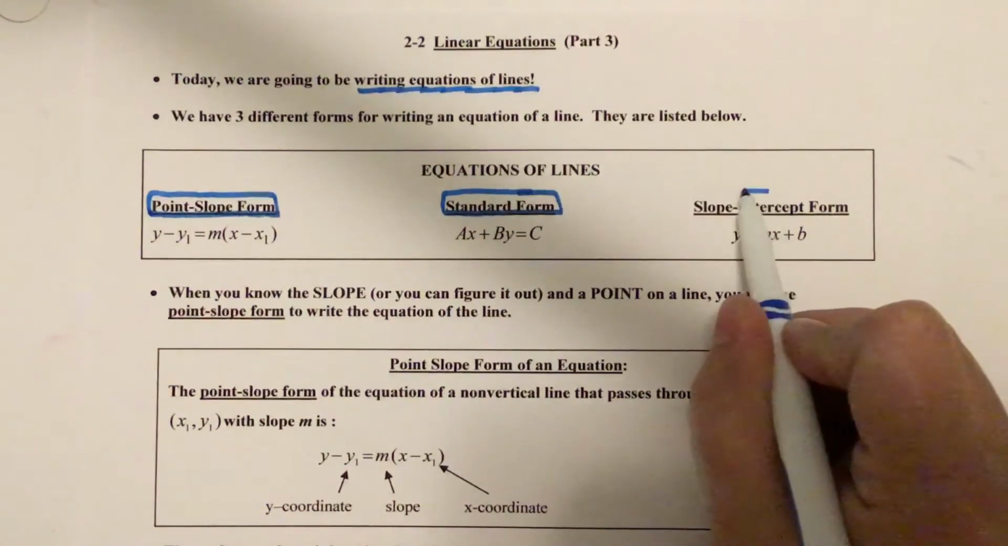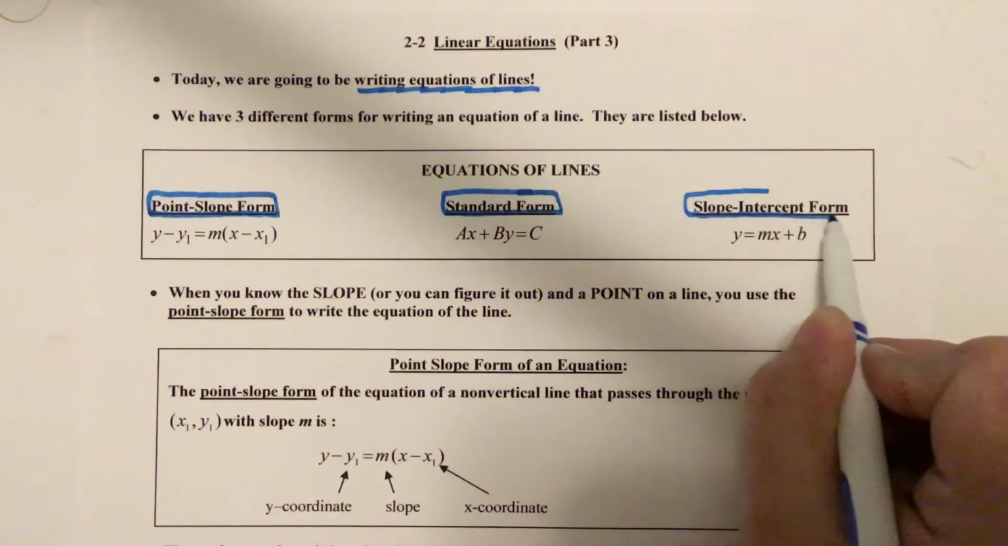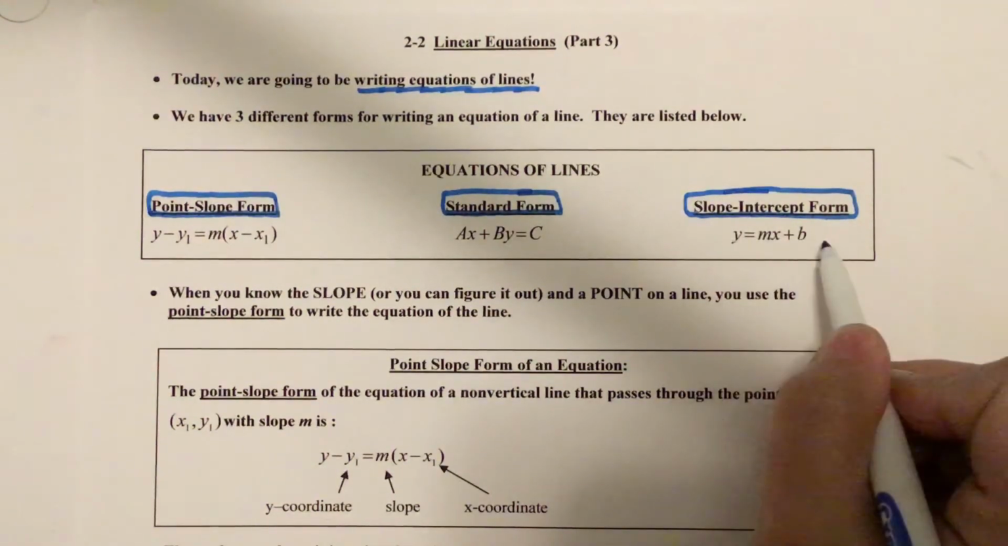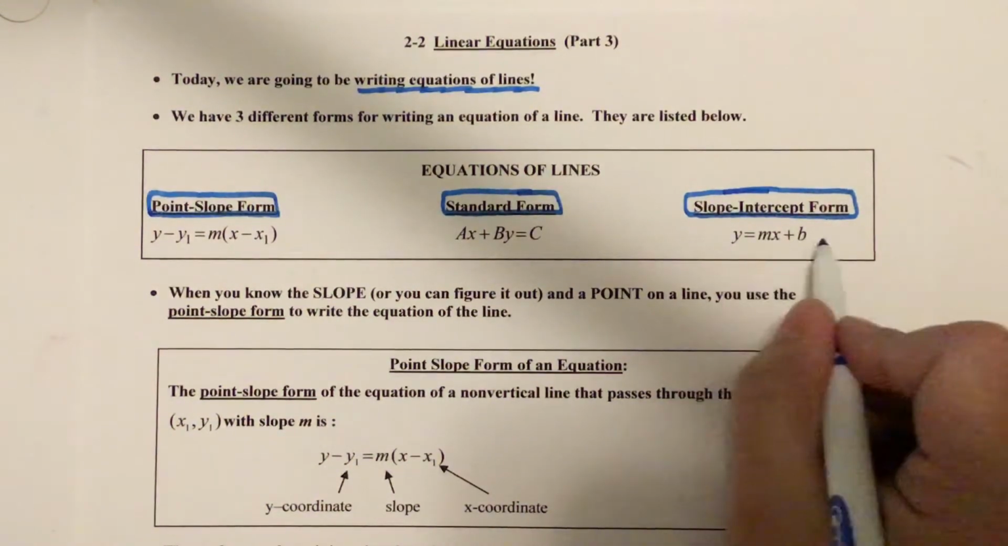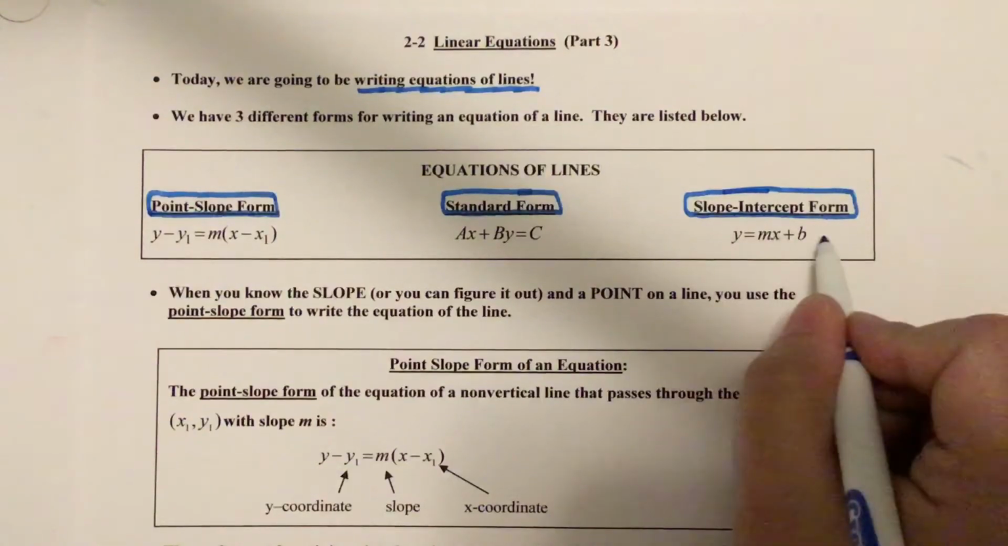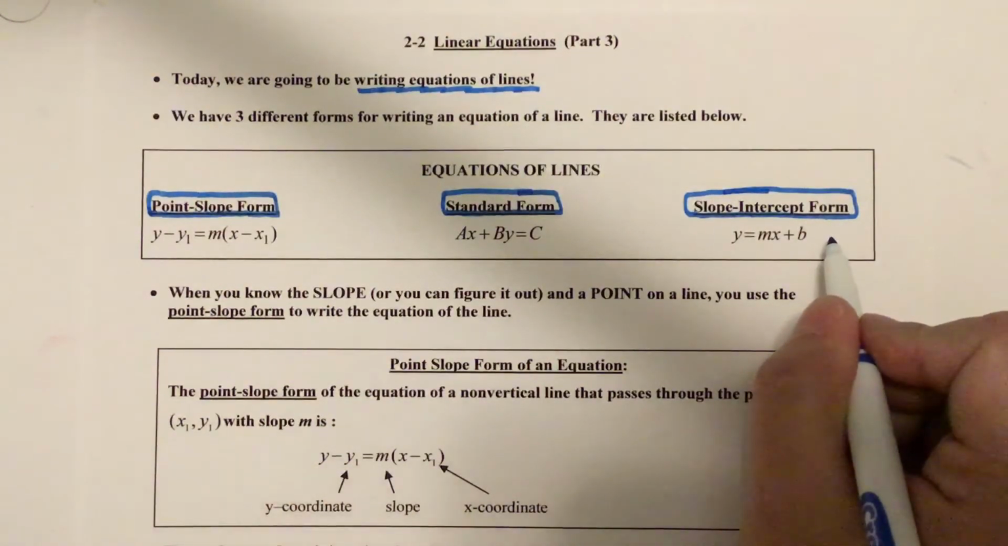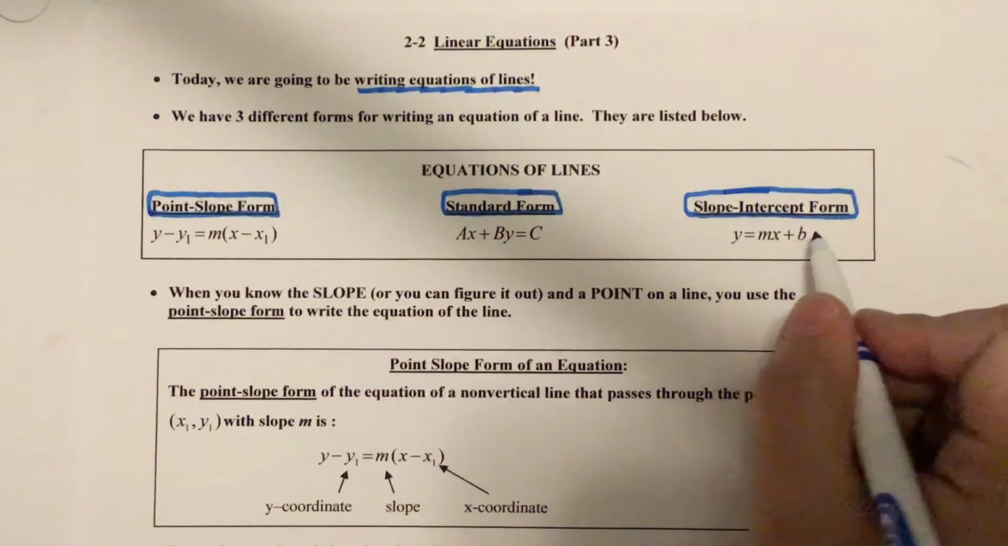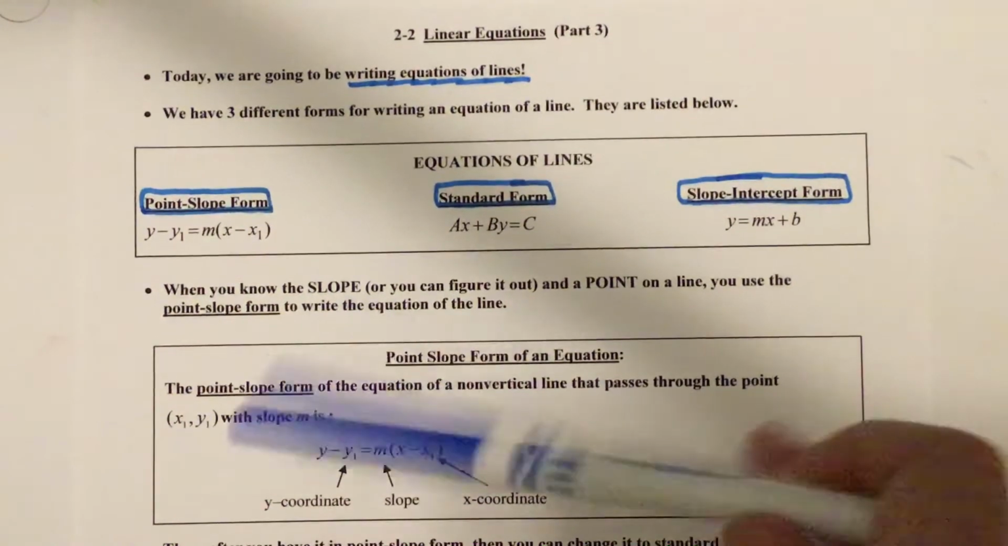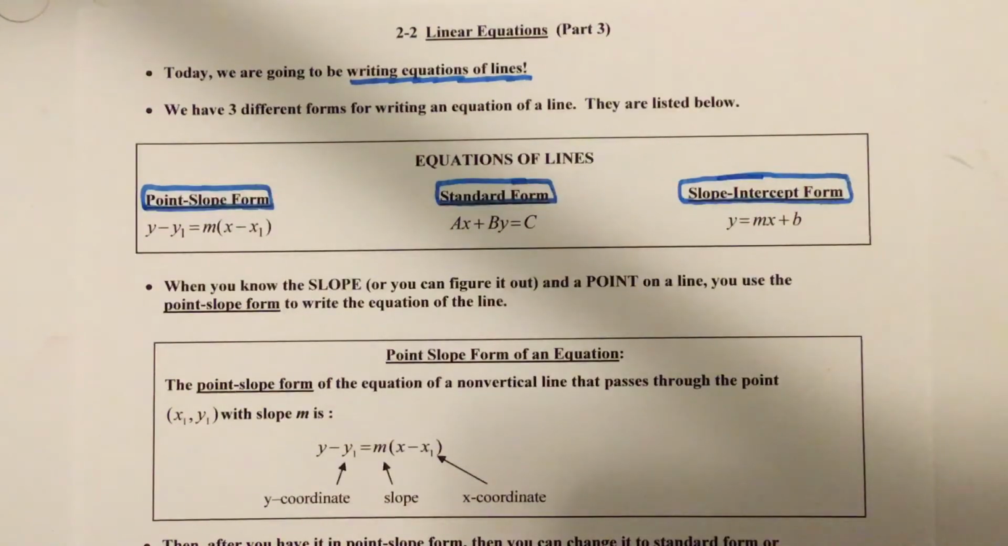And then slope-intercept form, of course, is very, very famous. y equals mx plus b. If the equation already looks like this, it's ready to graph. We could use our graphing calculator if we wanted to do that. But point slope form is something that we're going to focus on today for the most part.